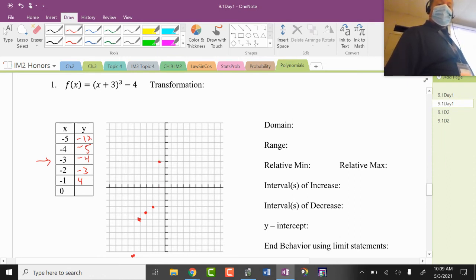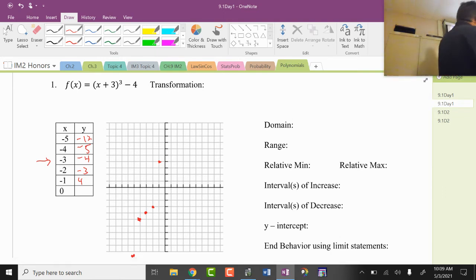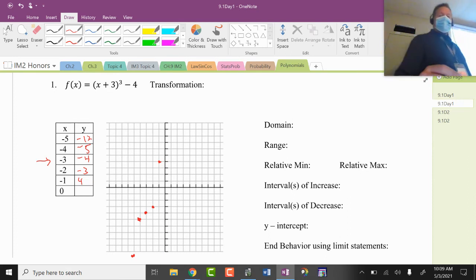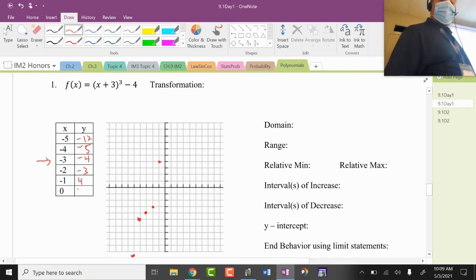Watch what happens with 0. 0 is not as fun when it's in this format. So we have a little calculation here. 0 plus 3 is 3. What's 3 cubed? 27. Minus 4 is 23. I don't know if I put that. I think I did. This is way gone. So this graph has actually taken off.